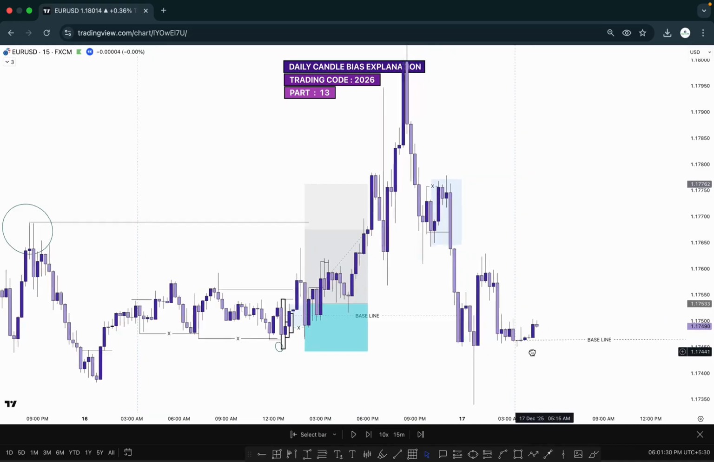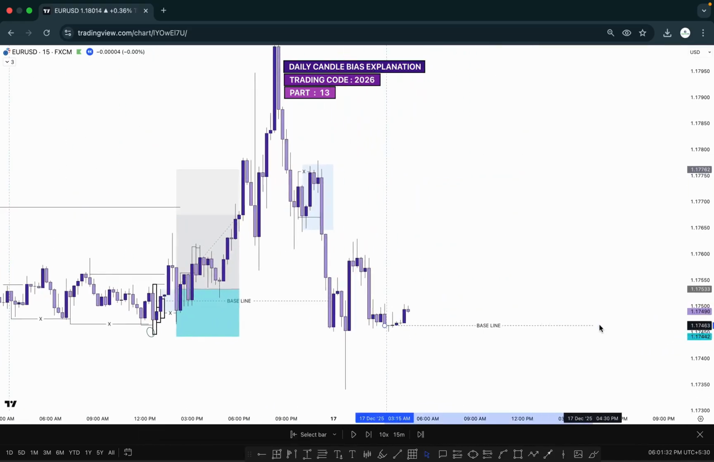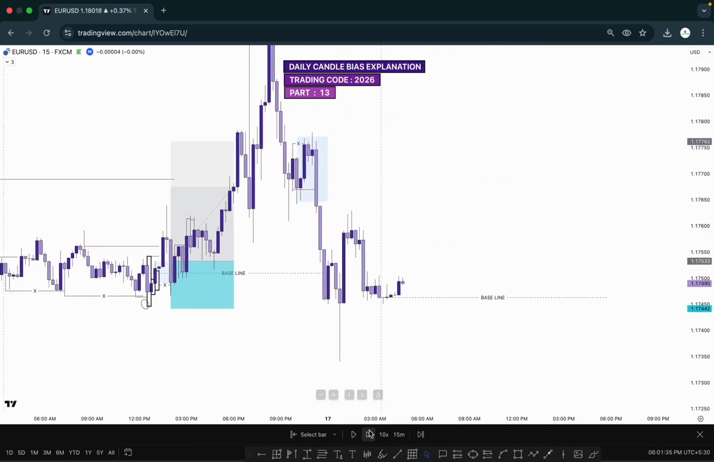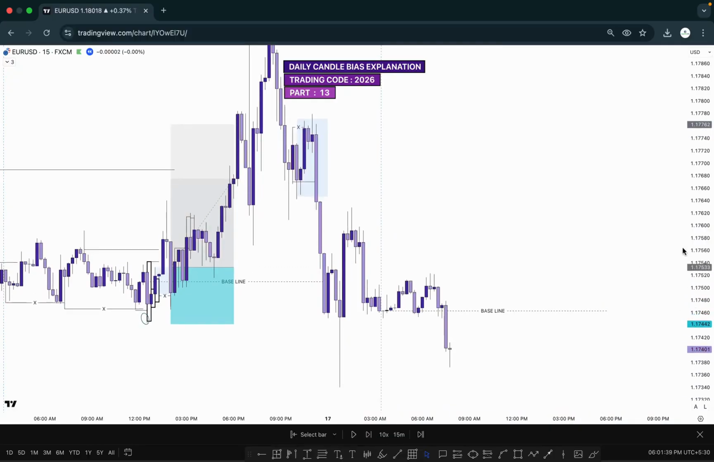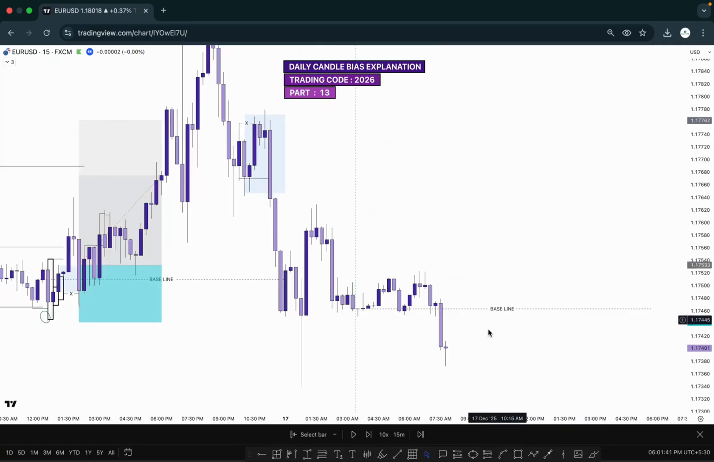Okay, next day market open at this point right here, and this is our baseline. And let's see how price reacts here, with the market trying to go higher and lower. In this case, we can see clearly that the market is trading below the baseline, and before this one we can see structure going higher high and lower low here.